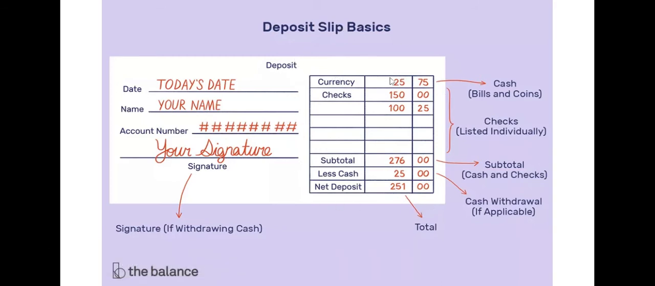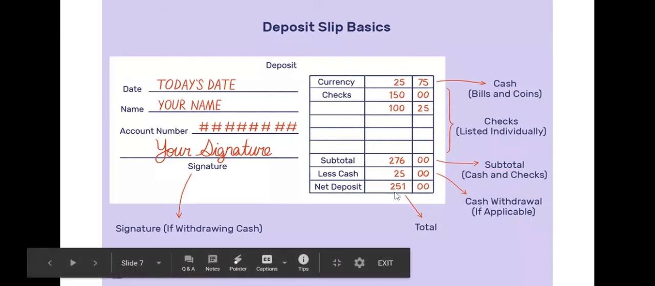You've got a spot for currency. That would be bills or coins you're depositing. Any checks you get from somebody you can list there. Subtotal, that's when you add up your currency and your checks. And if you're going to get any cash back, you would write that amount there. Sometimes you don't get cash back, so sometimes people just draw a line through there. And then you have your total deposit.